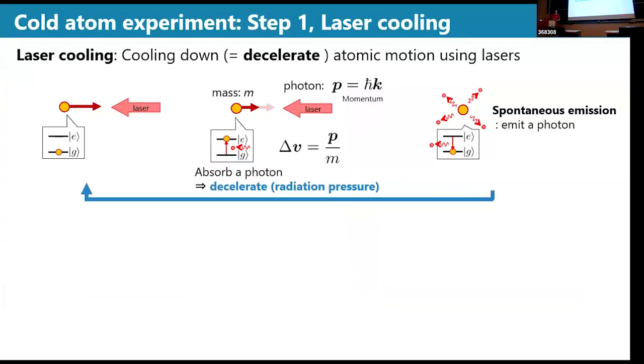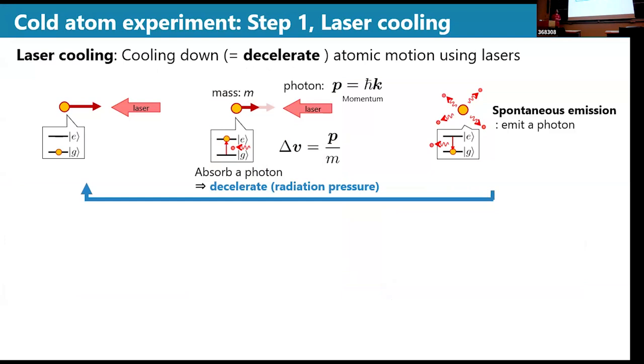Step one is laser cooling. Just a three-step explanation. Suppose we have an atom which is going in this direction, and this atom has an internal degree of freedom, for example, a ground state, the electronic state, and an excited state.